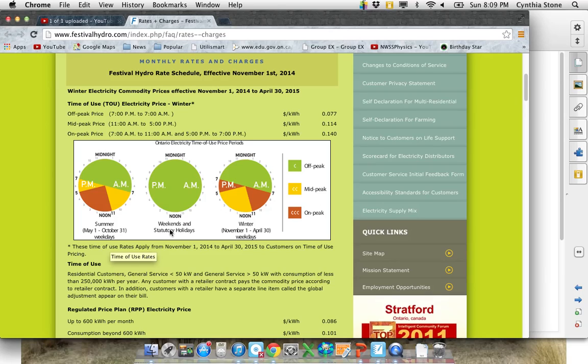So if you're on off-peak times, which would be on the weekend, that would be all day long. In the summer, off-peak is from 7 p.m. to 7 a.m. Actually, it looks like summer and winter. When you use electricity in the green, the off-peak, you pay less money, almost half. On-peak is in the summertime between noon and 5 p.m. And you can probably guess the reason for that.